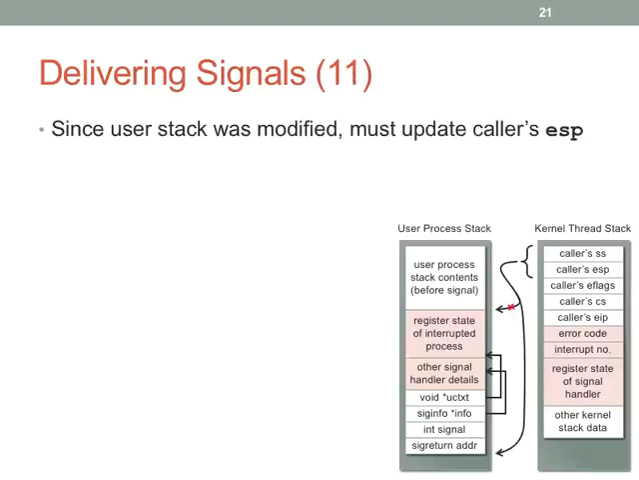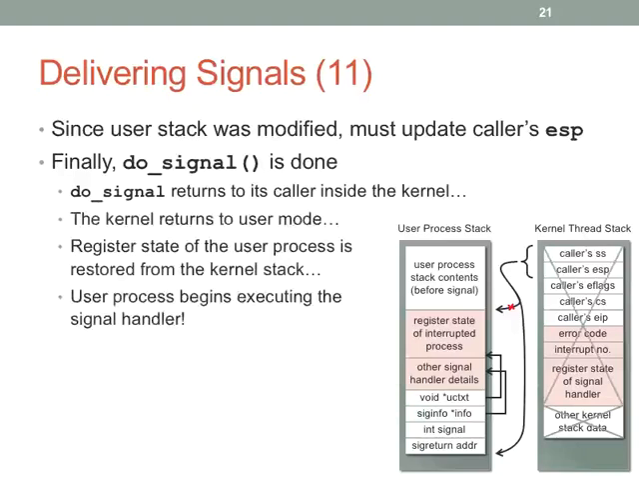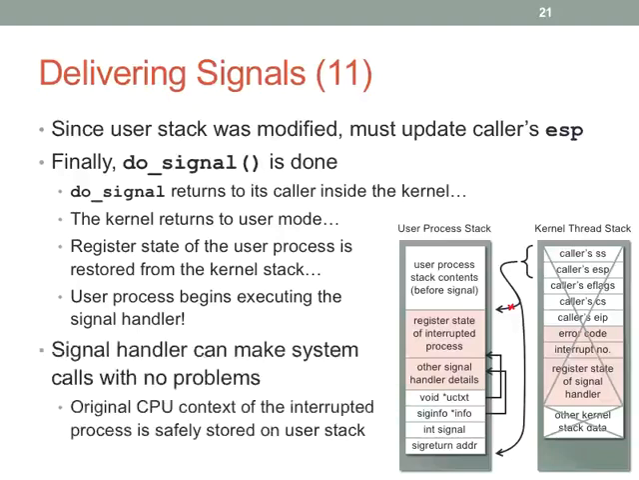Now, the last thing that happens before the signal is delivered to the user process is we have to update the caller's ESP. I mentioned that before. And so we go ahead and return from do_signal, so it goes back to its caller. We eventually end up restoring the machine context, which is now the context that points to the signal handler. So all of this stuff gets unrolled, and we end up going back to the signal handler. So now that starts to run.